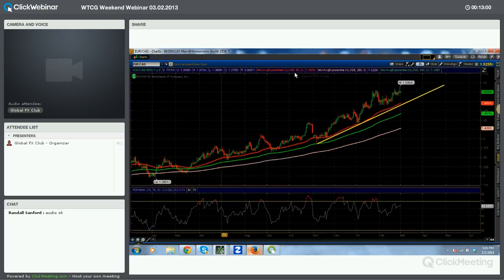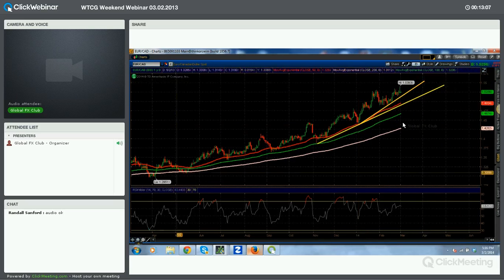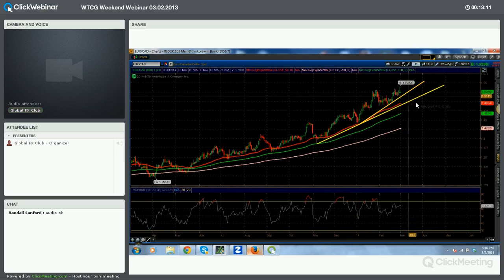Oh, one more. This is EuroCAD. Nothing to do on EuroCAD until, again, we see a little bit of a breakdown. In this case, it'd be below about 150, 148, and then below 150.